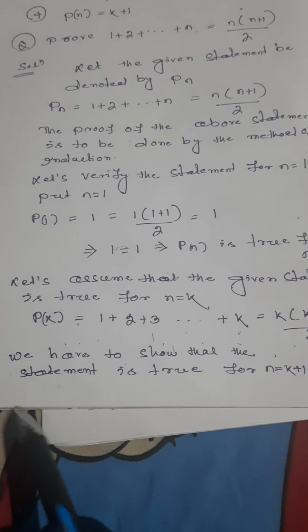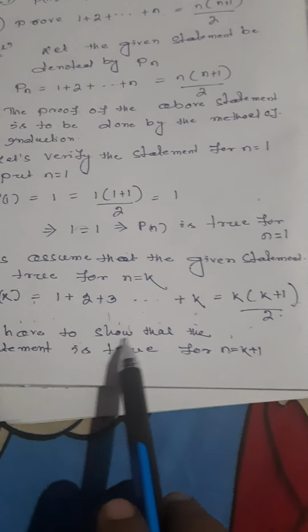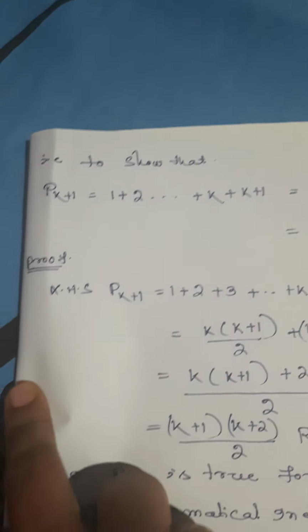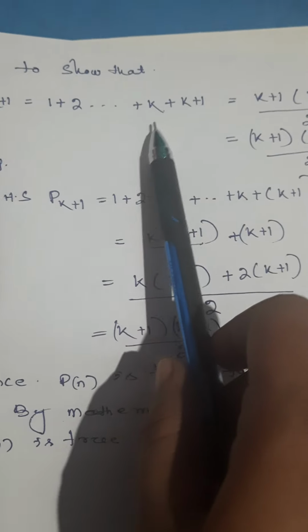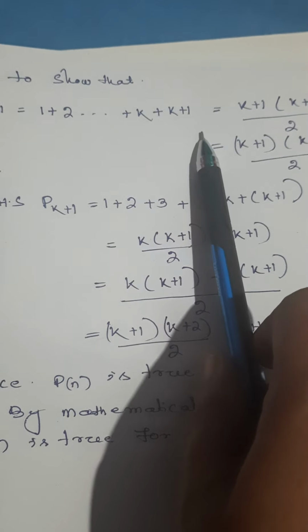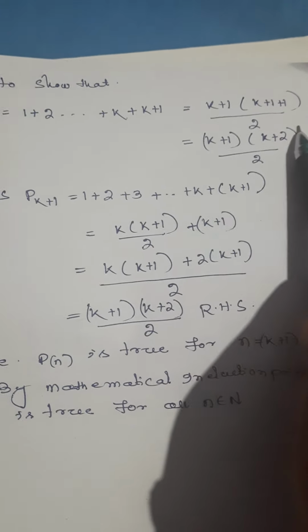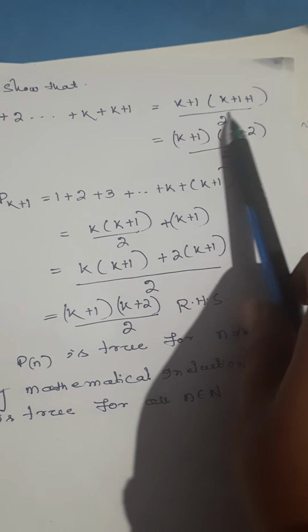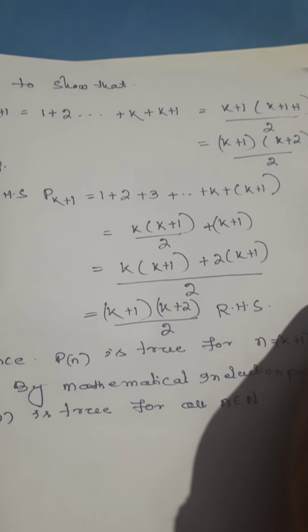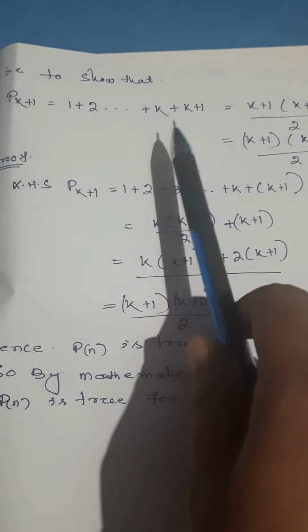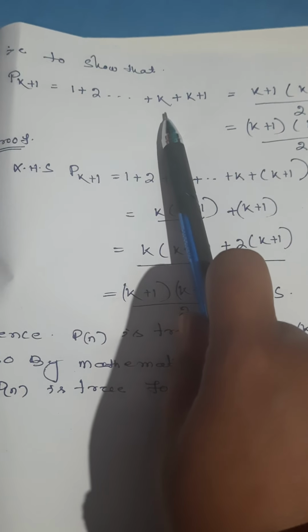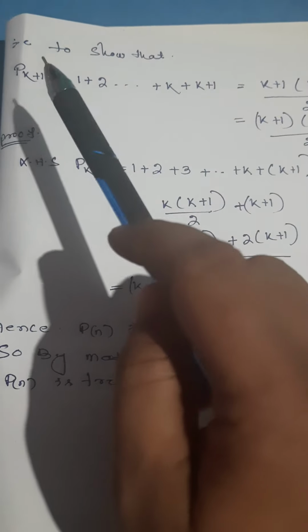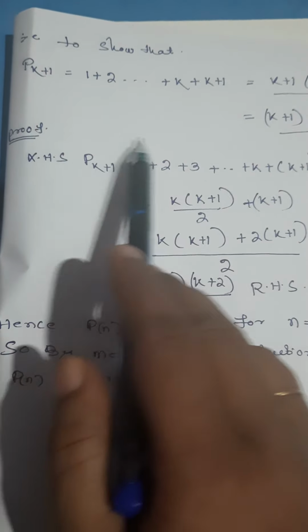In the last step, we have to show that the statement is true for n is equal to k plus 1. So see, Pk plus 1 is equal to 1 plus 2 plus up to k plus 1. Also on the right hand side, we can write k plus 1 into k plus 1 plus 1 divided by 2. Before k plus 1, we can write k. This is the statement, this is the proof part.